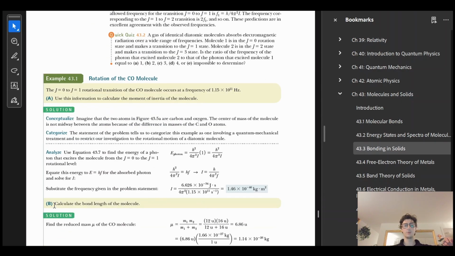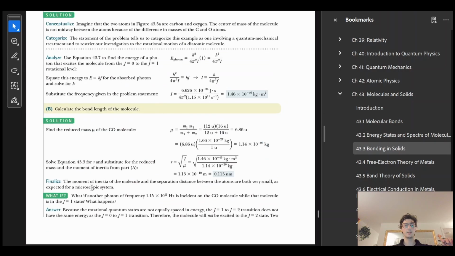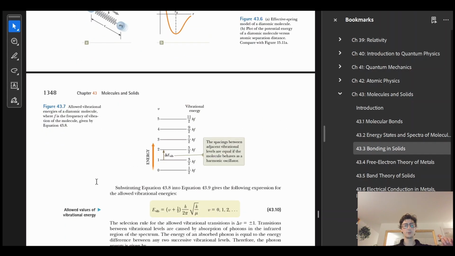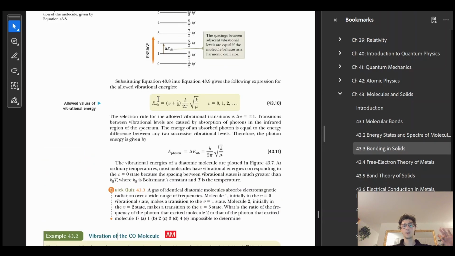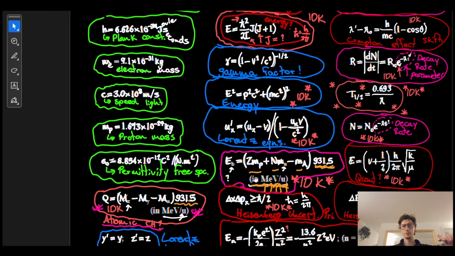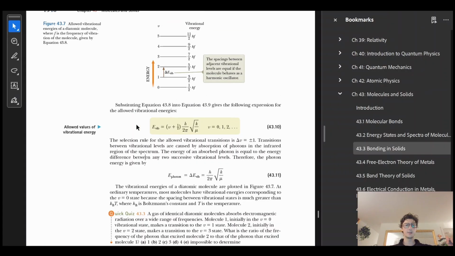So here you go, you do it here, calculate the bond length, and then maybe there are some other examples here that they can give you. Vibration of CO molecule, I'm not sure. Actually, this equation I don't think they give to you. I haven't seen it in the equation sheet. Oh, never mind, here it is. So we can actually slam this equation as well. Let's take a look at this very quickly.